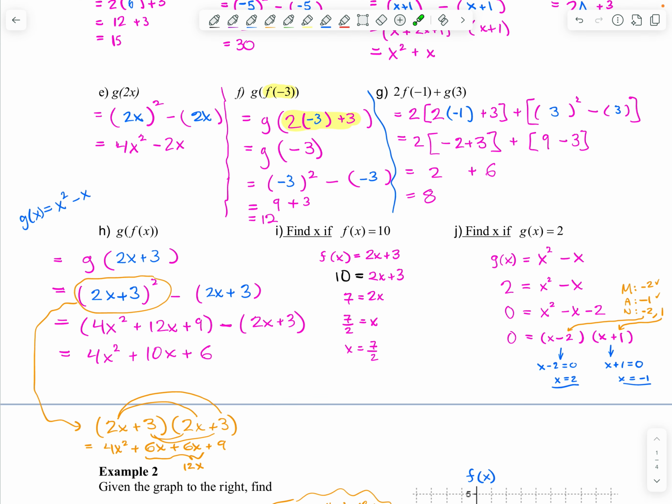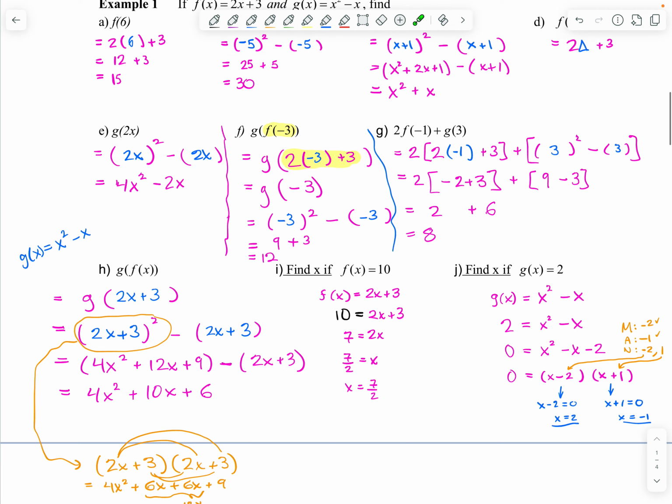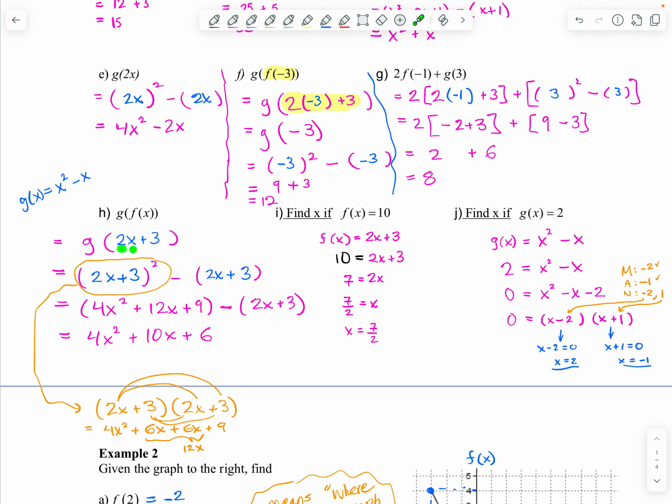Here I have something which is finding g of f of x. Now, for g of f of x, I know that the f of x rule is just doubling the x and adding 3, because it's just x here. That's the rule. And now I'm trying to find the g function for that input.